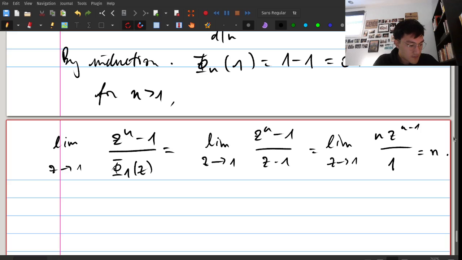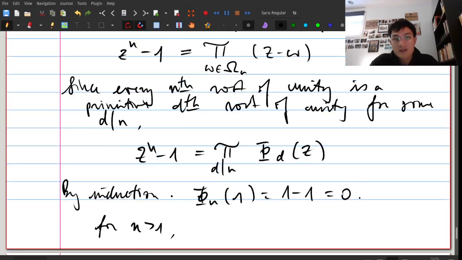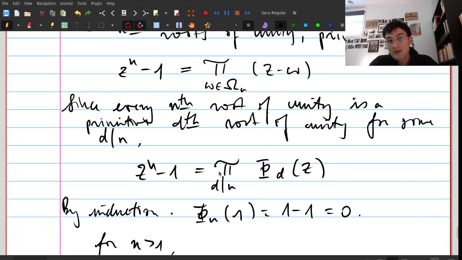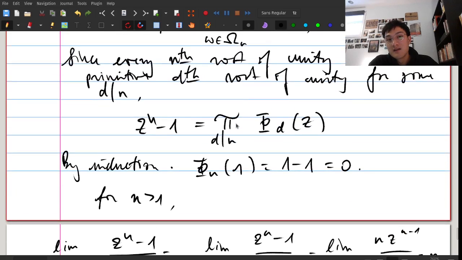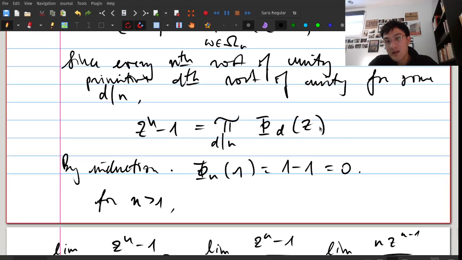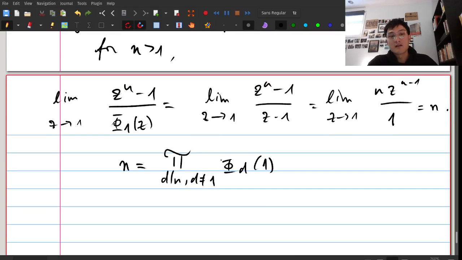And so what we've just shown is that n is equal to the product over all d dividing n, d not equal to 1, of phi_d of 1. We took this whole product, z^n minus 1, and we want to evaluate it at 1. If we evaluate it at 1, it's 0. But if you take out the part that makes it 0, which is the part corresponding to 1, then you actually get n. So that's what we've shown here.